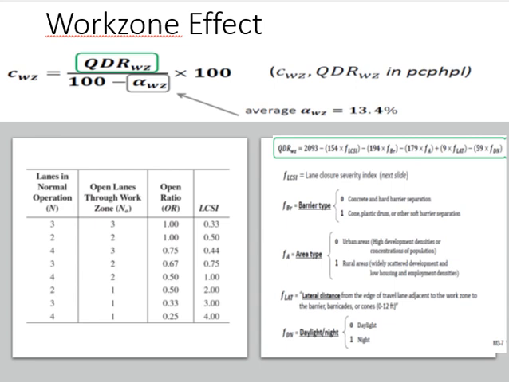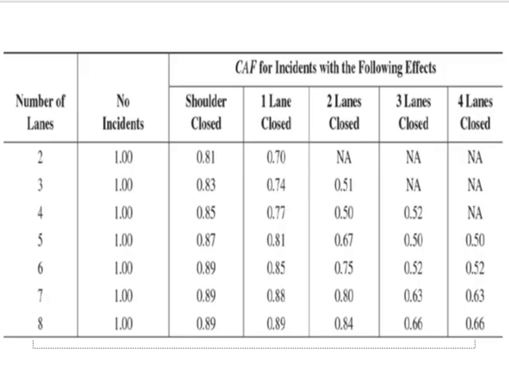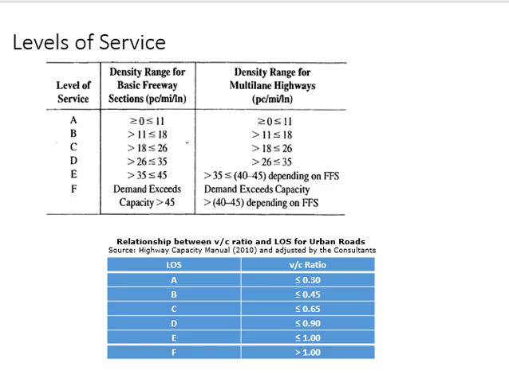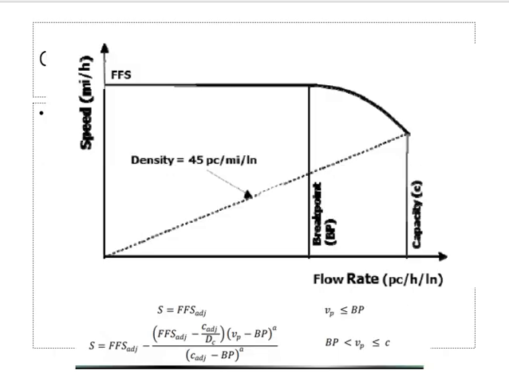So today we have looked at the speed flow curve and how to plot it. We need the free flow speed to start. Then you need the breakpoint to know where to go down. And then you need the equation to plot the last part of the curve. And the curve only goes up to capacity.